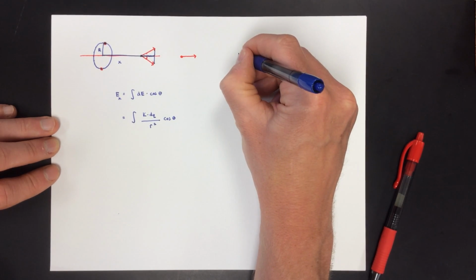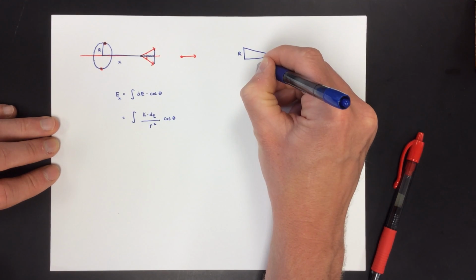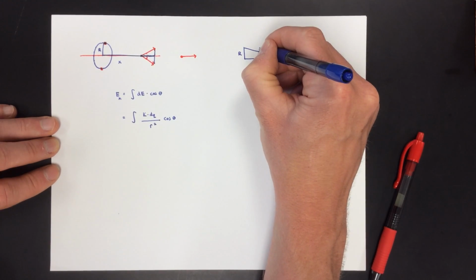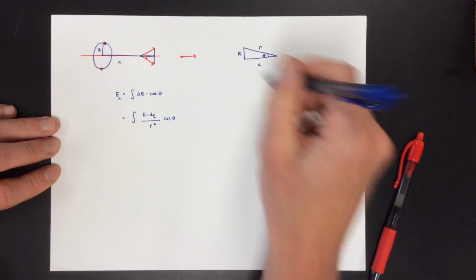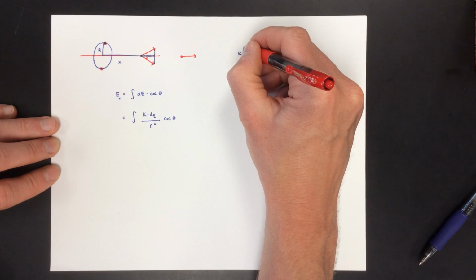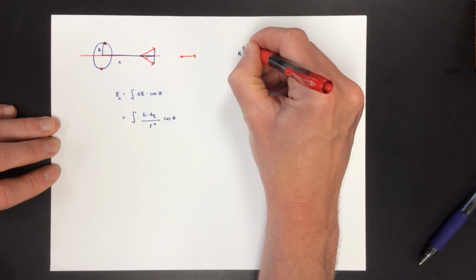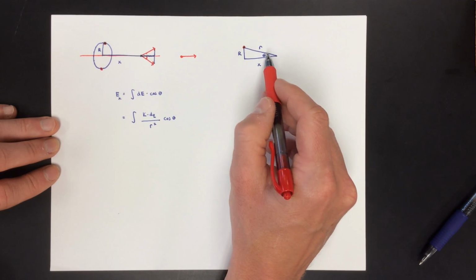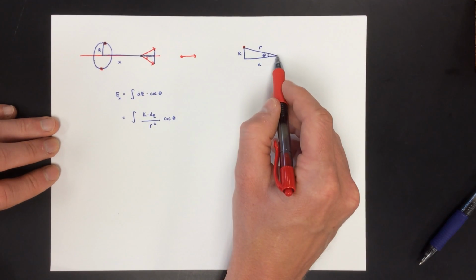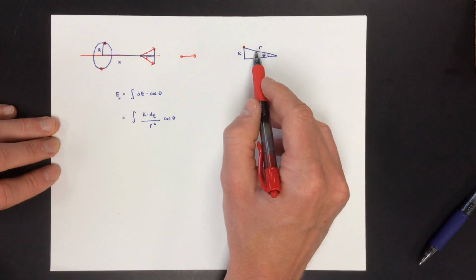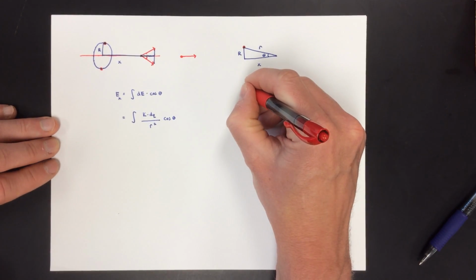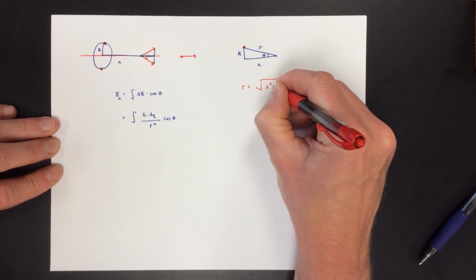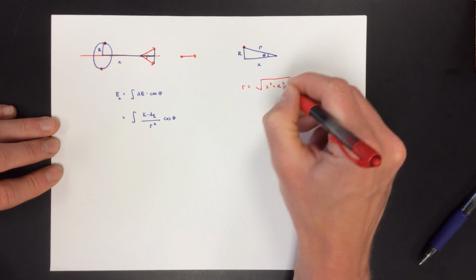Okay, this distance is r, this distance is x, and this angle is theta, and that's little r. Remember, this is the part of the ring we're looking at. It's right here, and it's going to this point. So little r is the distance my dq is from the point I'm interested in. So what is little r? Well, little r is the square root of x squared plus r squared.